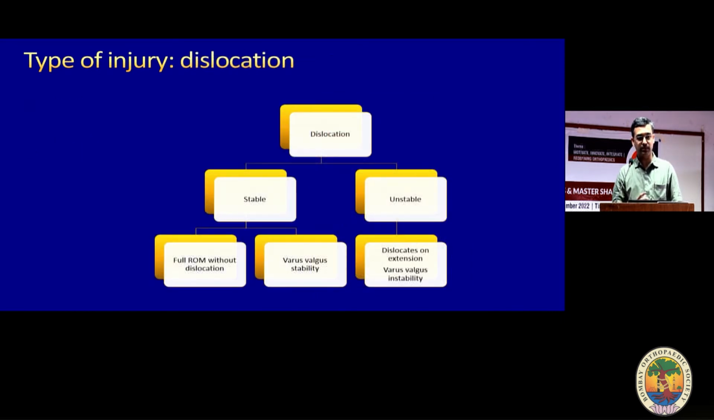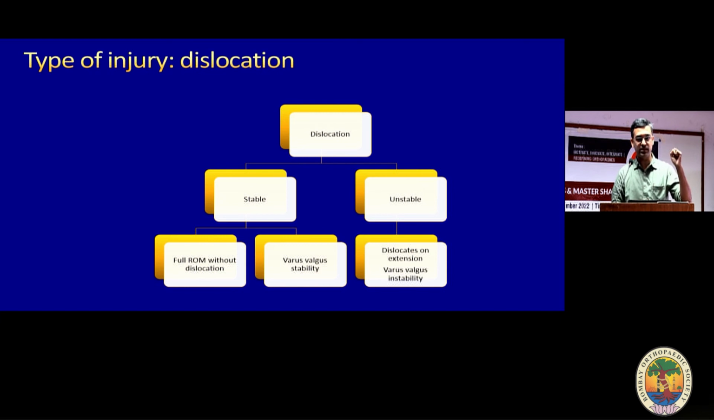Dislocation. So if you have a simple dislocation, you are able to reduce it. The treatment plan will depend upon, after reduction, whether the joint is stable or unstable. When I mean stable, it means the patient after reduction is able to completely bend, completely extend without dislocating or subluxating the joint. Or when you have the finger in extension and flexion, you are going to check for mediolateral instability or varus valgus instability.